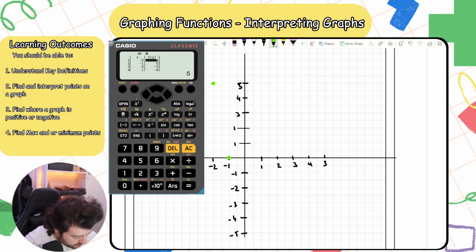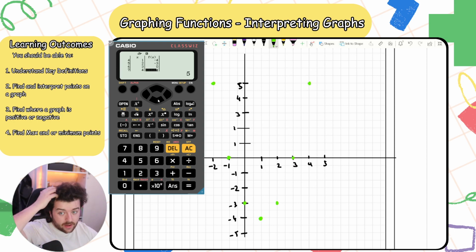So x is minus 1, y is 0. Grand. (0, -3): 0 on the x-axis, minus 3 on the y-axis. (1, -4). So 1 on the x-axis, minus 4 on the y. (2, -3). (3, 0). (4, 5).